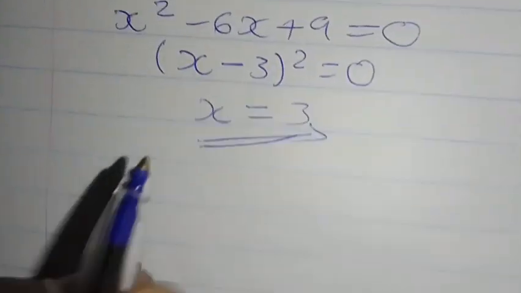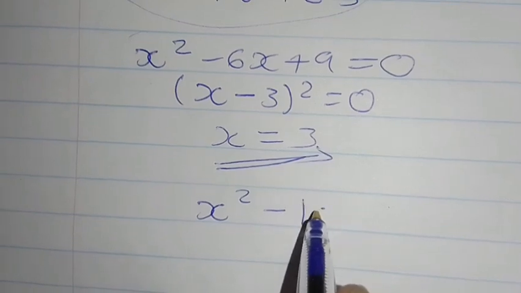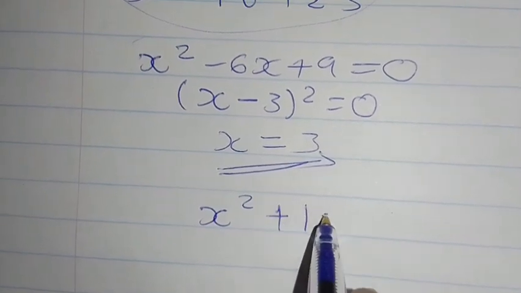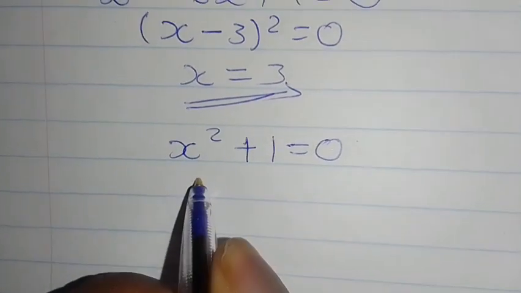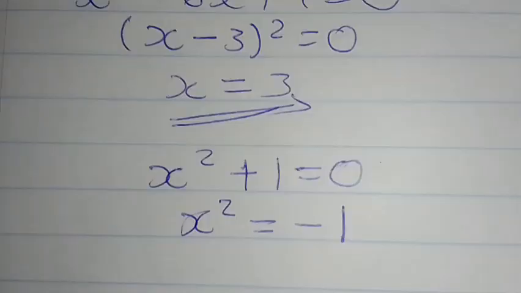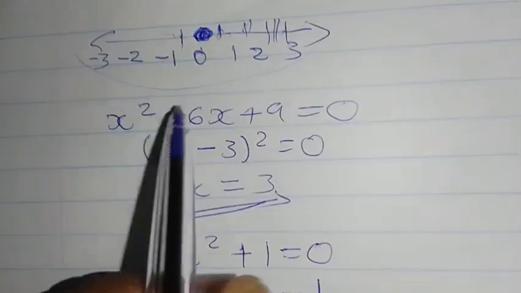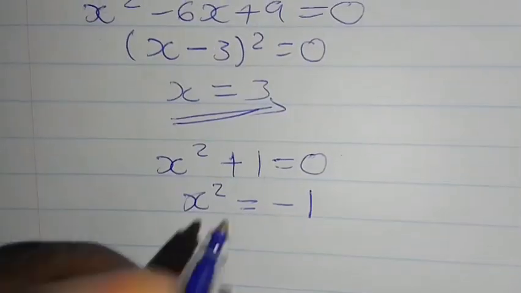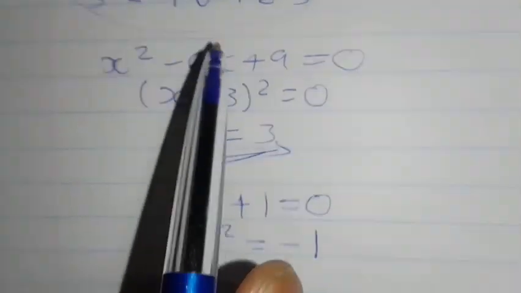But now we run into problems when we have x squared plus 1 equals 0. Now if you solve for this, you'll end up with x squared equals -1, which gives us problems because we don't have a real number on this number line that when you multiply it by itself gives you -1. We don't have that number. So what do we do now?